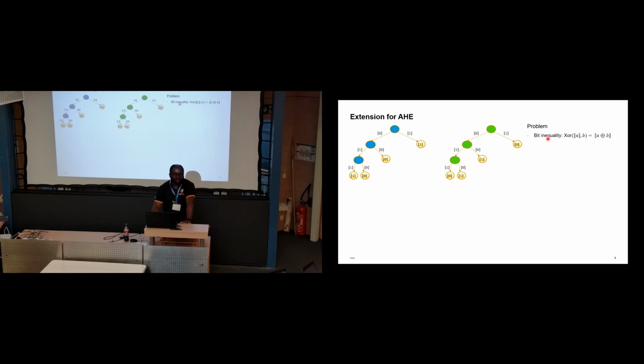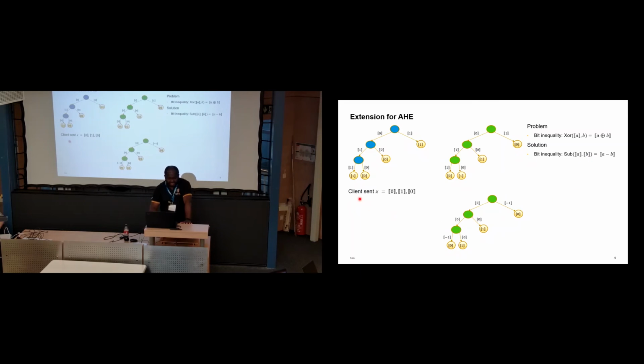Before, we used an inequality test by doing an XOR. Now with AHE, we have the problem that we cannot do XOR anymore because XOR needs one bit unencrypted. So we notice that we can do this by using subtraction, by just subtracting the bits. And then after evaluating the client inputs, we have something like this.